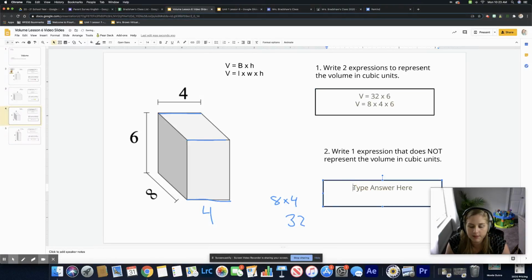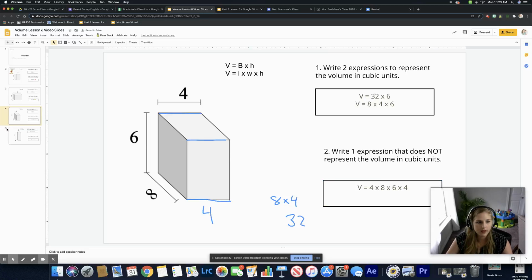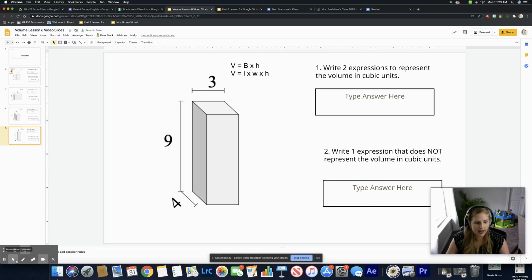A non-example, again, is something that is not correct. So in this case, I'm just going to do what I have been doing and put the 4 numbers. So volume equals 4 times 8 times 6 times 4. That is our non-example. All right, I would like you to try this one. All right, welcome back. Let's solve it together.